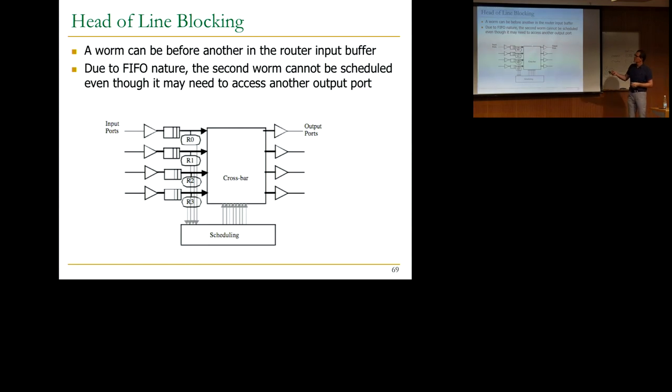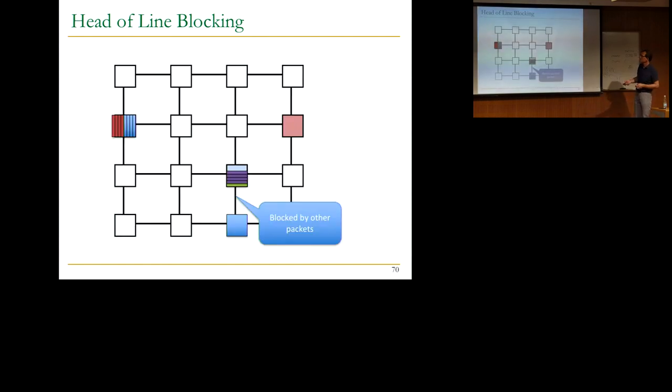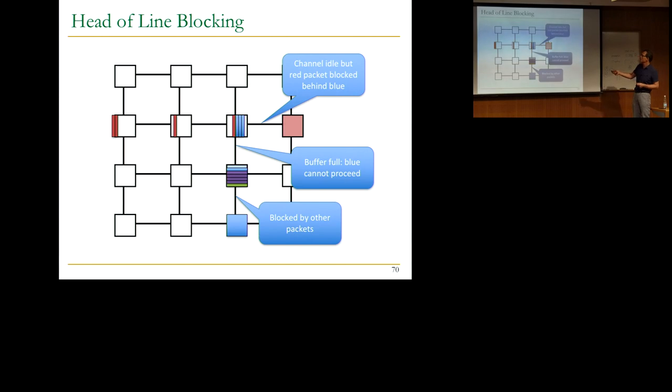So a worm can be before another in the router input buffer. Due to the FIFO nature, the second worm cannot be scheduled even though it may need access to another output port. So this is another example. Here, you're blocked by other packets. The blue one cannot move, the buffer is full. Blue cannot proceed, and because blue cannot proceed, the red cannot proceed either, even though it's going somewhere completely different.